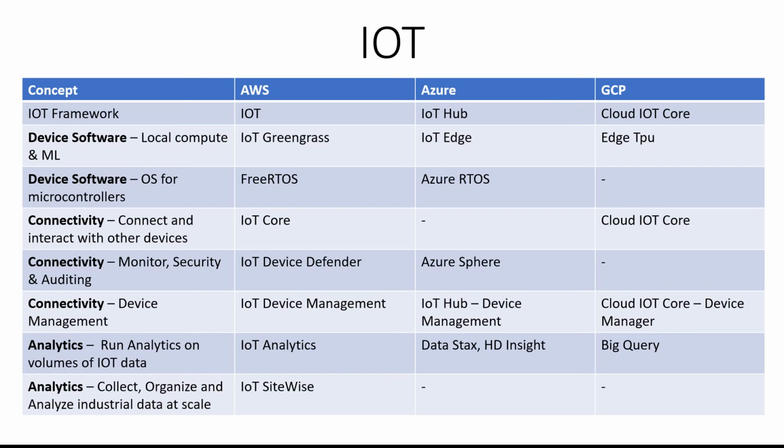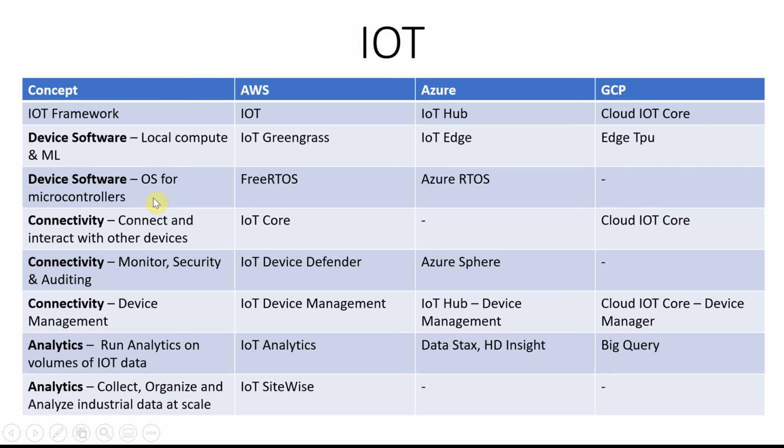So to deploy or manage these edge devices, you need to have software, and that is what this category is, like IoT Greengrass, IoT Edge, and Edge TPU. And next is the microcontrollers.